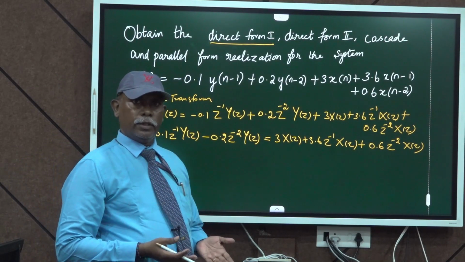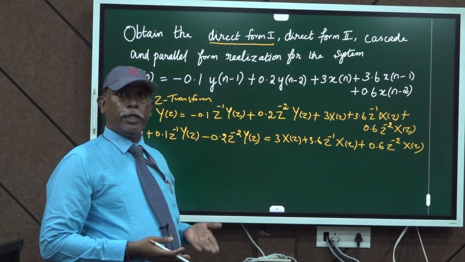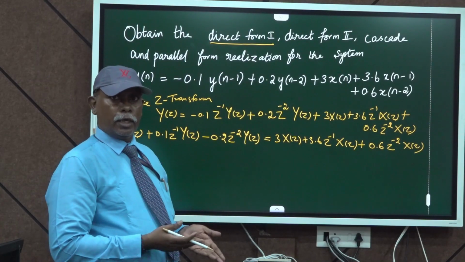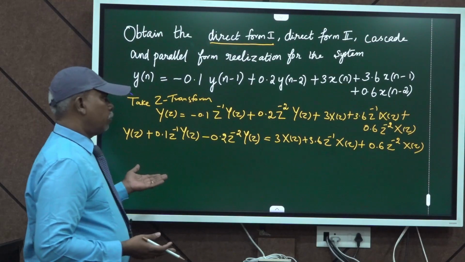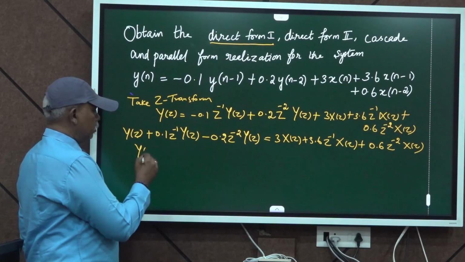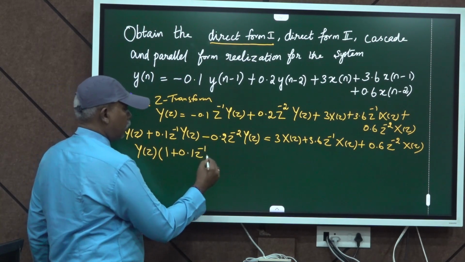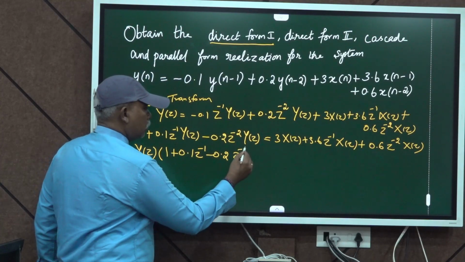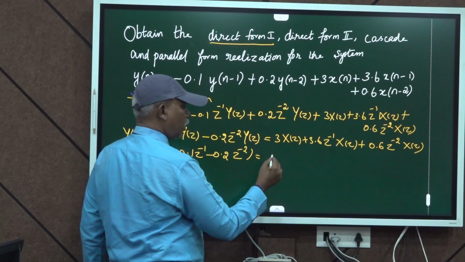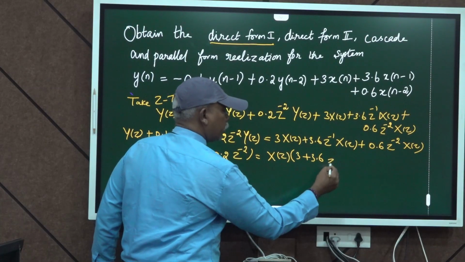A filter has a transfer function H of z. H of z is equal to Y of z divided by X of z. So Y of z divided by X of z means we formulated the transfer function of the filter. For that aim, now I take Y of z as common for this equation. Fine. Here you take X of z as a common factor. The remaining thing is like that.